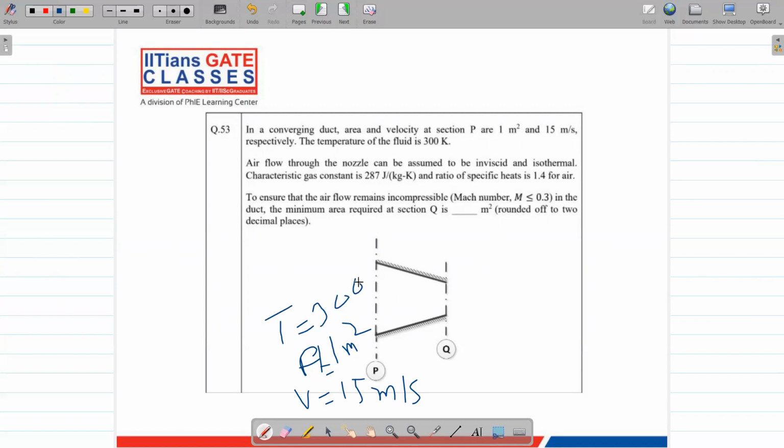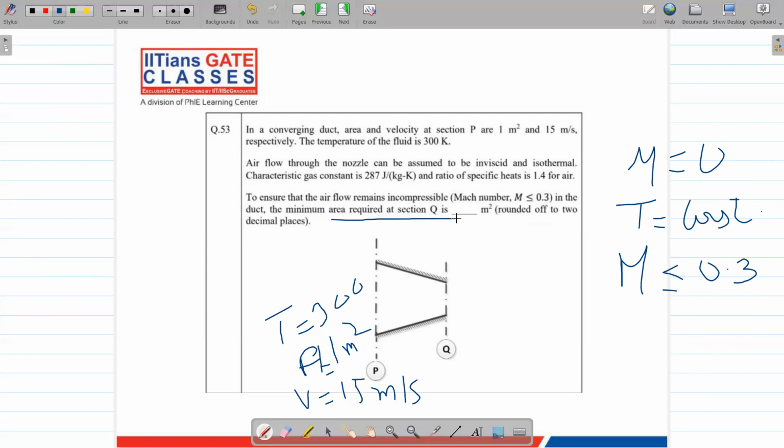Air flows through the nozzle and can be assumed to be inviscid and isothermal. So the flow is inviscid, viscosity 0, and the temperature is constant. And the characteristic gas constant is 287, ratio of specific heat is 1.4, and so on. To ensure that airflow remains incompressible, that is, Mach number is less than or equal to 0.3 in the duct, the minimum area required at section Q is? So what is the minimum area to which I can reduce my section Q so that my Mach number is less than 0.3?